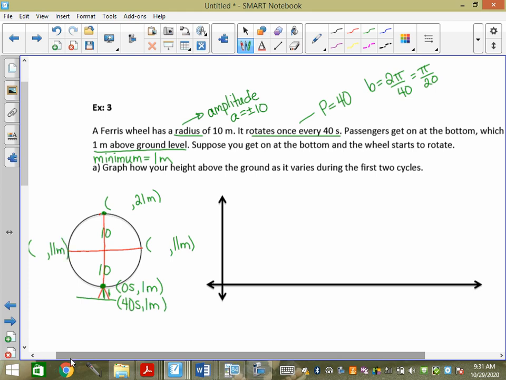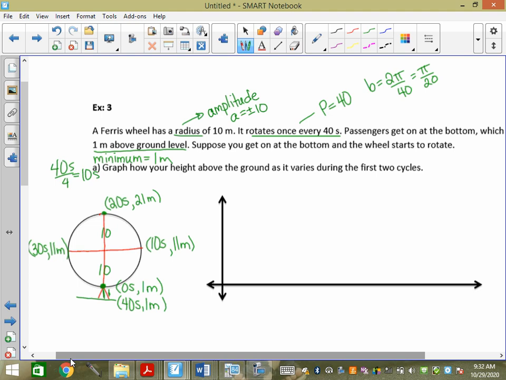How do I get my time? How do I get my times on those coordinates? What do I do? Remember? Take the period divided by 4. So 40 seconds divided by 4, they're going to happen every 10 seconds, correct? So I'm going to go 0, 10 seconds. If you want to go clockwise, please do it. I don't know. I just do it counterclockwise. It's just how I roll. 20 seconds, 30 seconds, 40 seconds. So that didn't take us much to get our times.